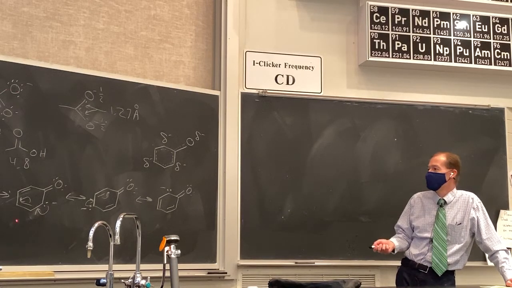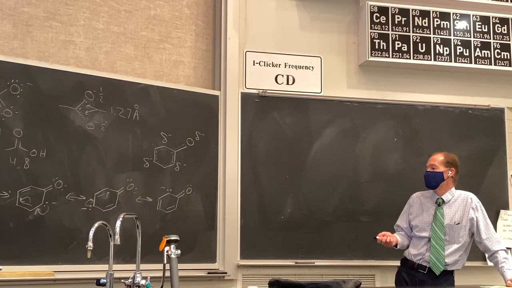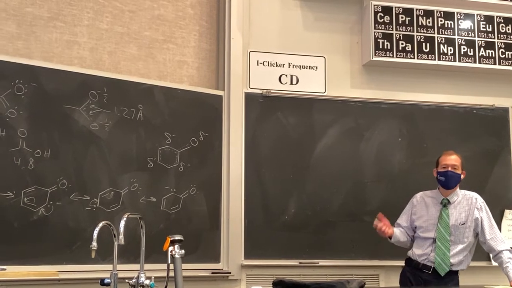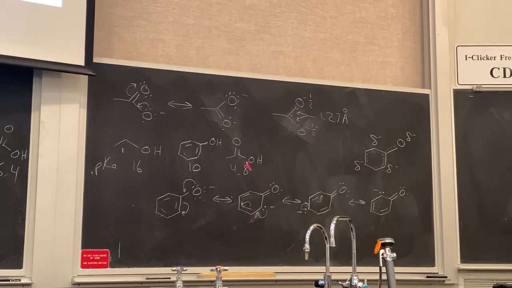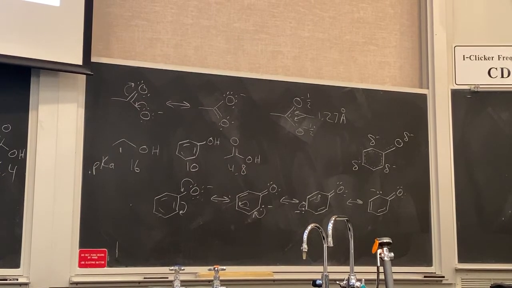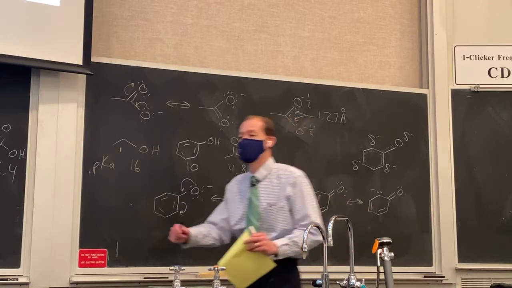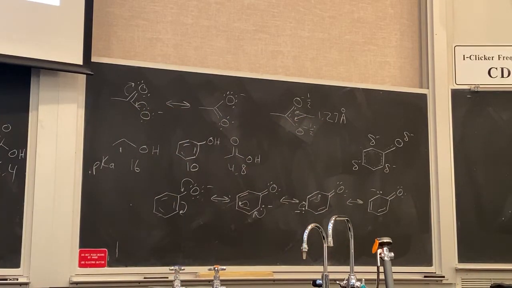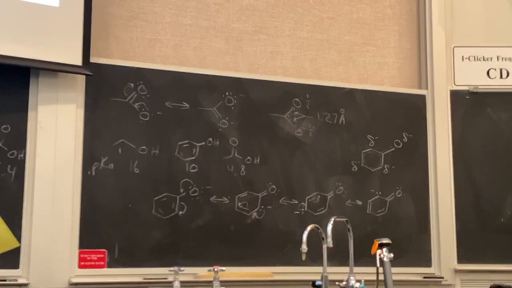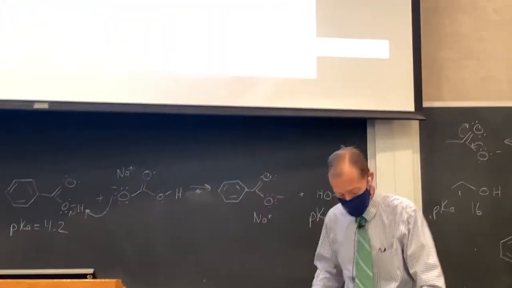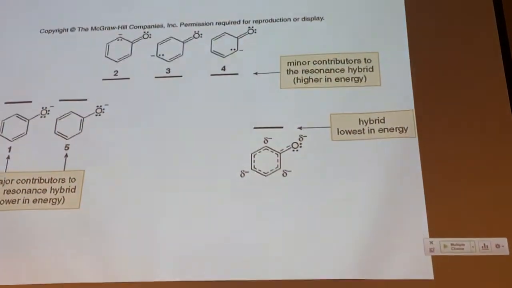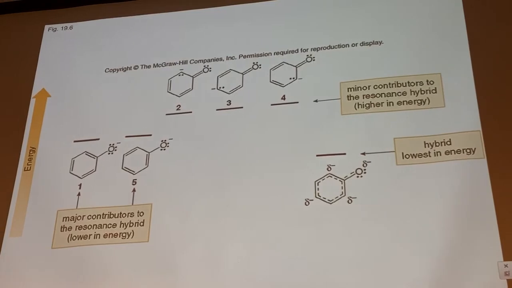That explains why phenol is less acidic than acetic acid. Okay, here we have equal contributors in the conjugate base. We have a higher degree of stabilization due to resonance. So we have a nice figure from the book that shows us the resonance structures of phenoxide.